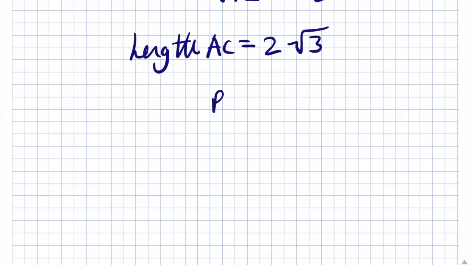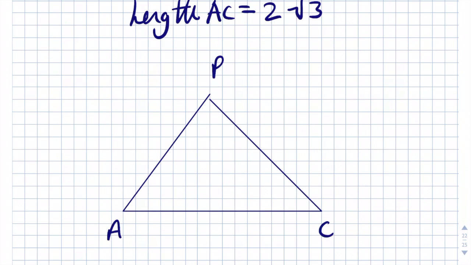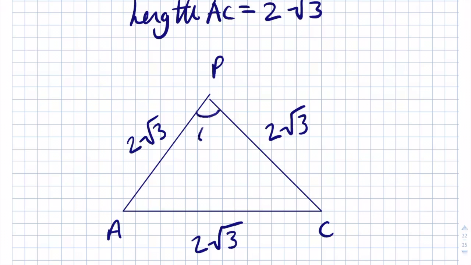So I'm going to draw an example of what PAC looks like. That's A, that's C. We know that's 2 root 3, we know that's 2 root 3, and we know that's 2 root 3. So if they've all got the same lengths, we know that the triangles have the same angles because all the side lengths are equal. So we can say that this is 60 degrees, this is 60 degrees, and this is 60 degrees.